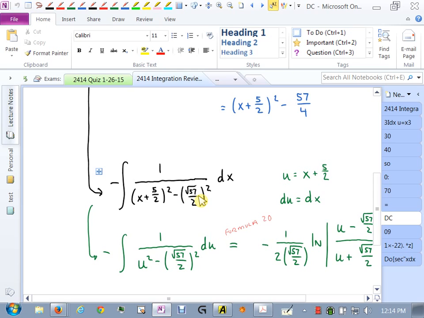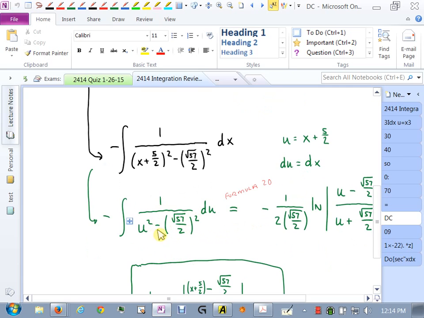Now, there are some books that have formulas for U squared minus A squared that involve the inverse hyperbolic tangent function, but in ours, it's formula 20. So if you refer to your book or the formula sheet that you'll be able to have on your test, it's this.